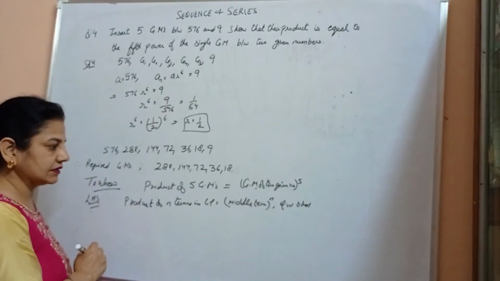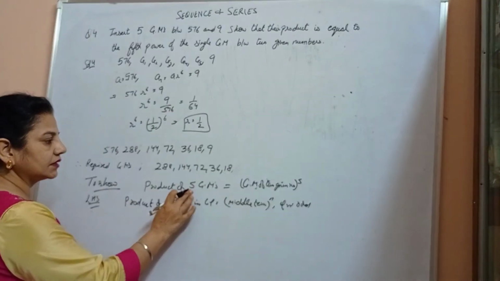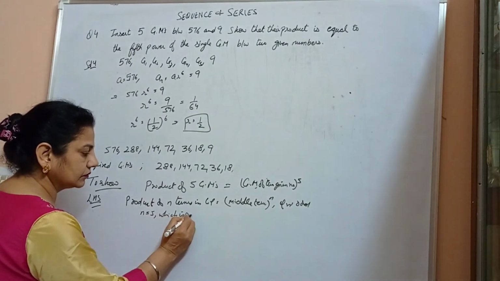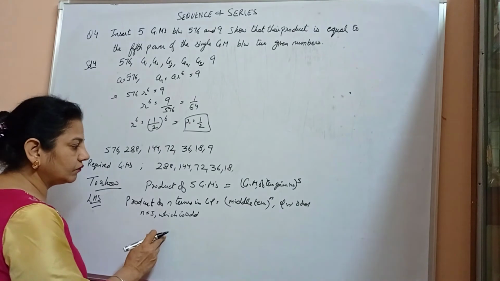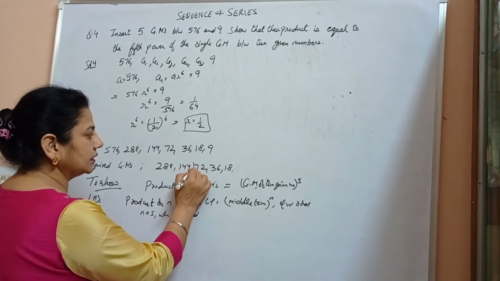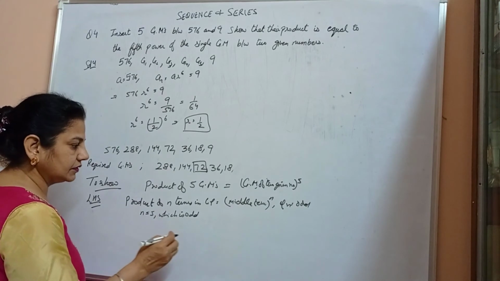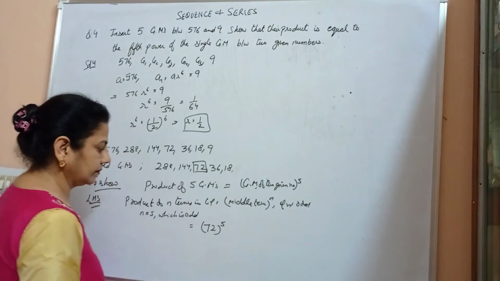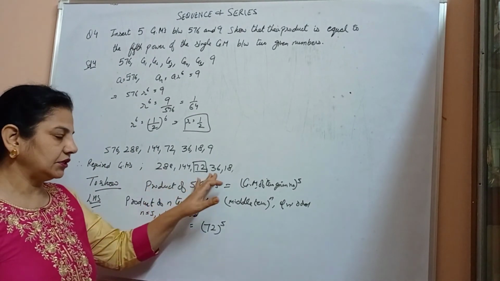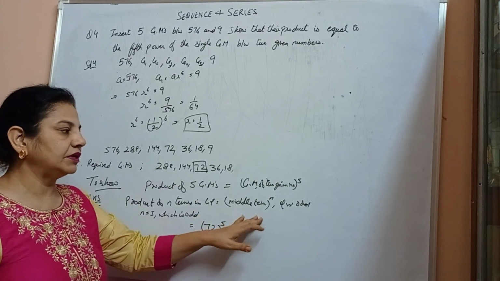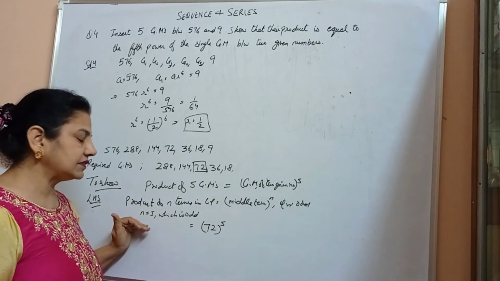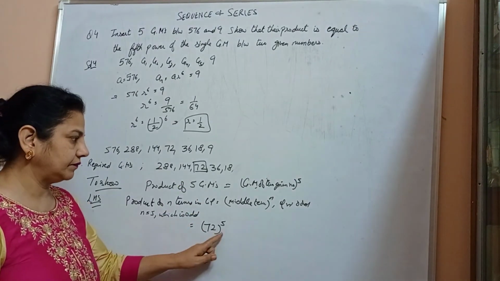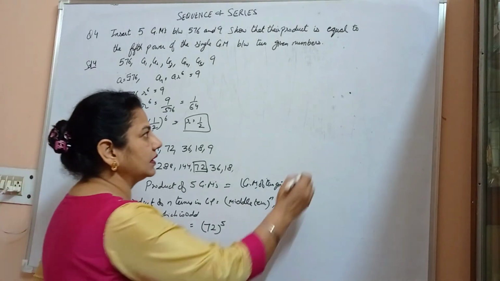First of all, I prove it for the left hand side. How many terms are there? There are 5, so n is equal to 5, which is odd. Therefore, if these are in GP, the middle term is 72. So this is equal to 72 to the power 5. The product of n terms of GP is equal to the middle term whole to the power n if n is odd, and we have seen 5 is odd, therefore the middle term is 72, so 72 to the power 5.